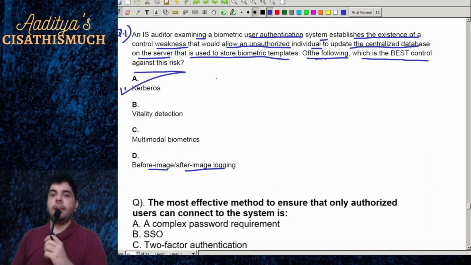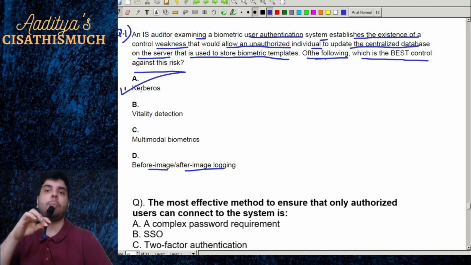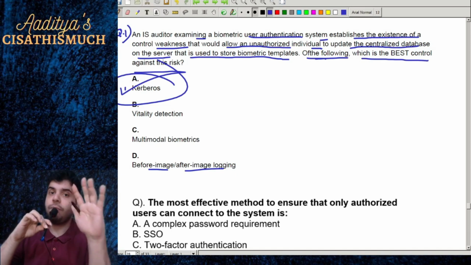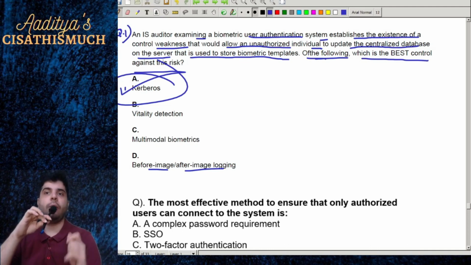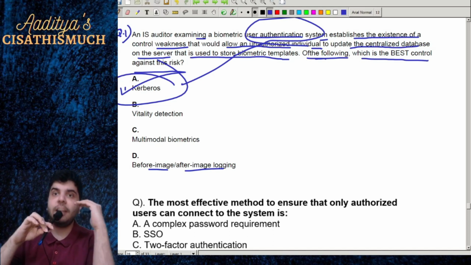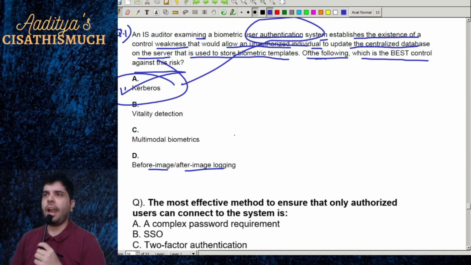Alright, let's look at the next question. The thing is that they will not ask you something difficult from this topic, SSO or Kerberos. The question will be easy, but you are supposed to understand where to apply which concept. Here the question was about an authentication system, so you must understand where to apply which concept. Let's look at the next question.